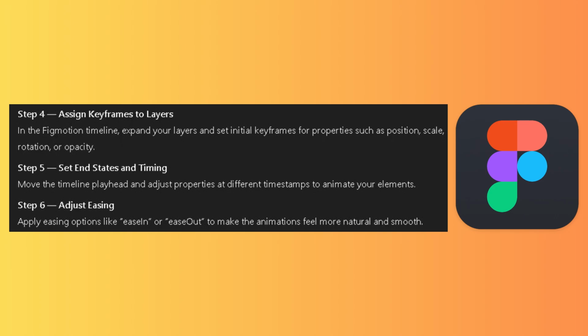Assign keyframes to layers. In the Figmotion timeline, expand your layers and set initial keyframes as properties, such as positions, scale, rotation and opacity. Set end state and timing. Move the timeline playhead and adjust property at different timestamps to animate your elements.